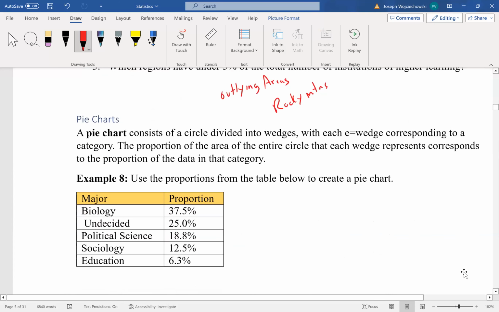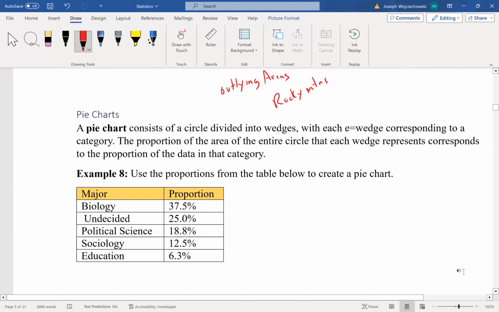Next is something you might possibly have seen. A pie chart consists of a circle divided in wedges, with each wedge corresponding to a category. The proportion of the area of the entire circle that each wedge represents corresponds to the proportion of the data in the category. So here is our information on biology. They used a proportion. They went through and did decimals.